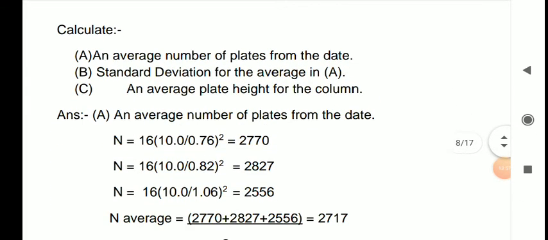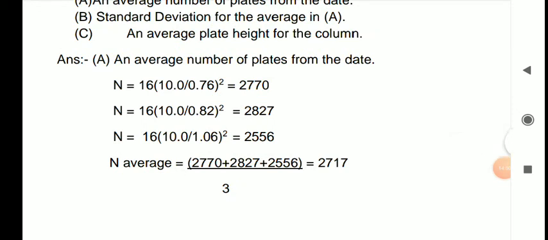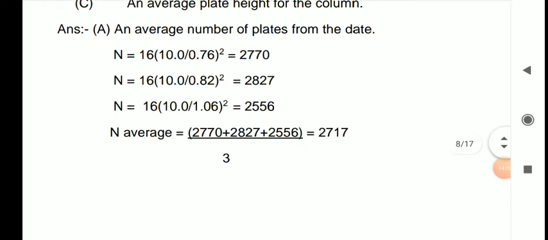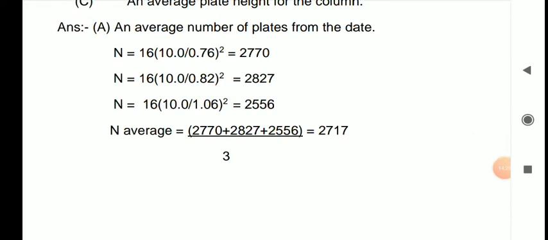So the average of the plate number is N. Formula for plate number is 16 into TR upon W, the whole square. So 16 into 10 by 0.76, the whole square. First case it will be 2770. Second case it is 2827. Third case it is 2556. Average will be, add up all this and divide by 3, which is 2717.